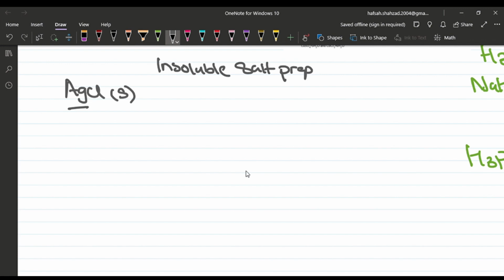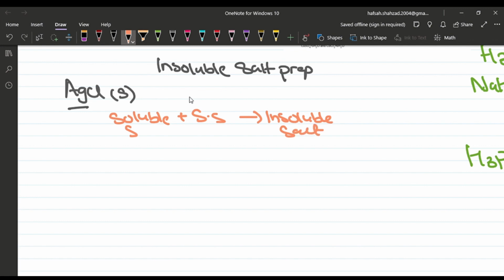So the overview of the general equation is, let me just write it down for you all. You have a soluble salt plus again a soluble salt. You react them together to form an insoluble salt and a soluble salt. Always remember, this is the only way of getting an insoluble salt, right? This is the only method that is included in the syllabus of preparing an insoluble salt.